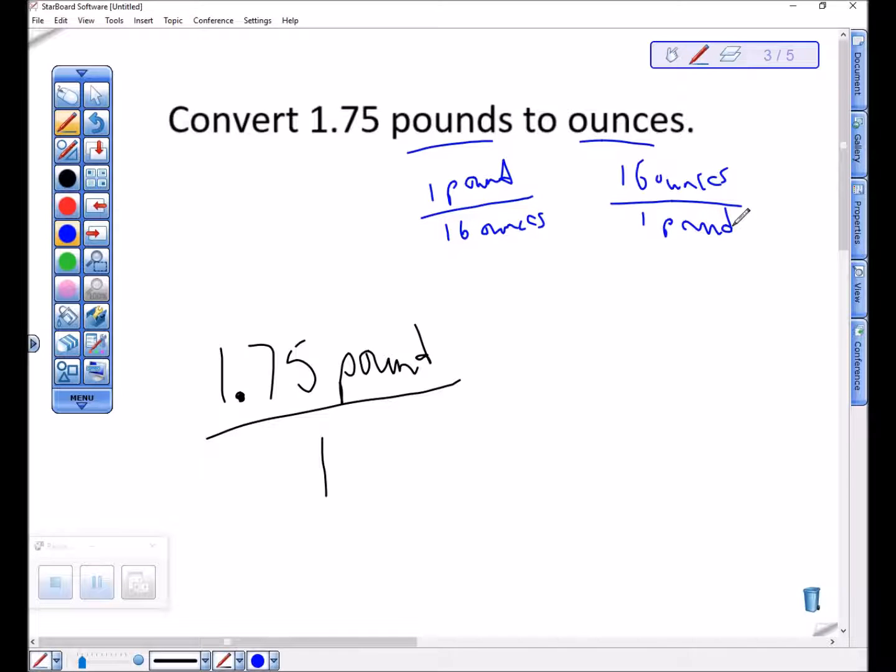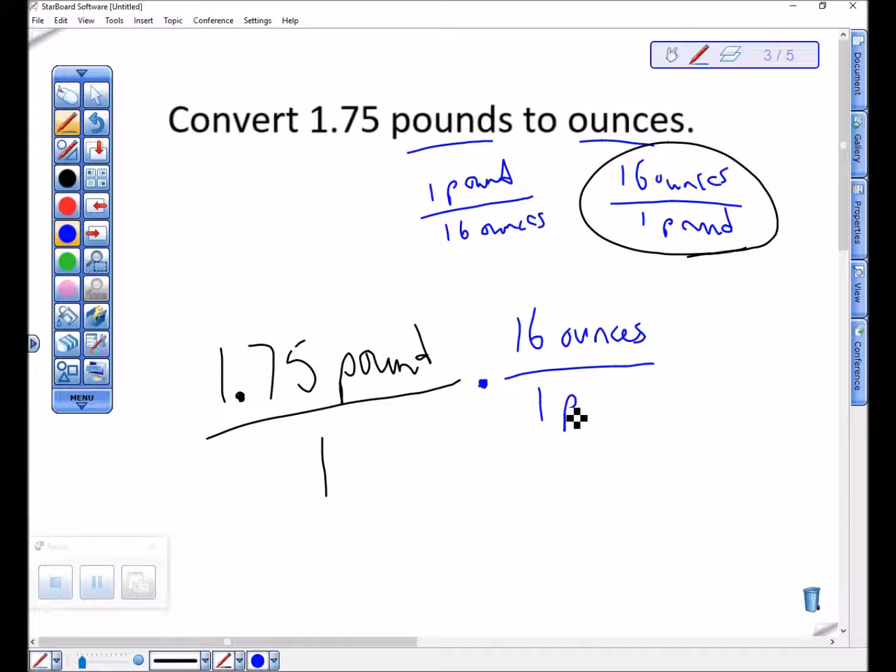This time I have pounds on top. I'm trying to get to ounces. I want to pick this one because this is the one that will cancel correctly. So I'm going to put 16 ounces over 1 pound.